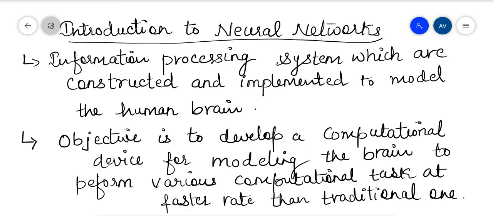As in my previous lecture, when I introduced neural networks as a component of soft computing, I told you that its functioning is totally based upon how neurons work in a human brain, how they are interconnected, and how they are able to take certain decisions. Similarly, this neural network is designed in such a way. The main objective of designing this computational device is to model the brain so that we can perform various computational tasks at a faster rate as compared to traditional systems.